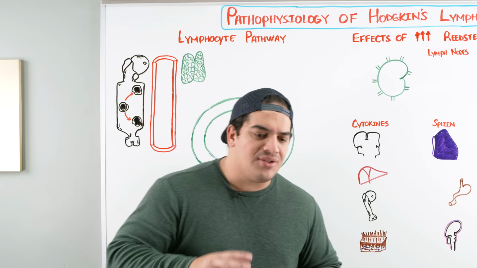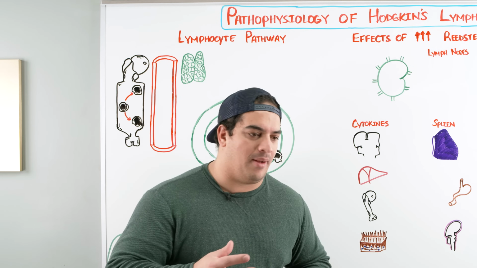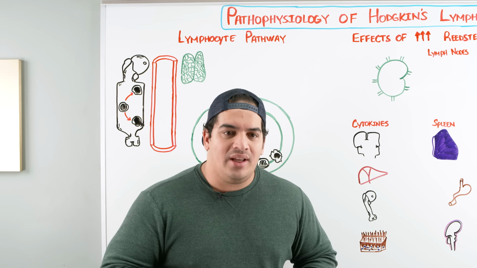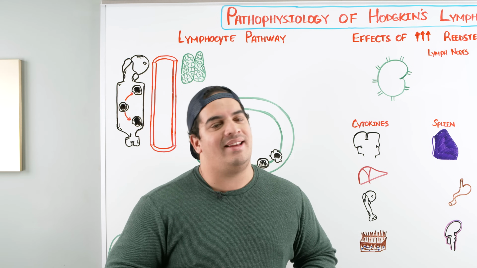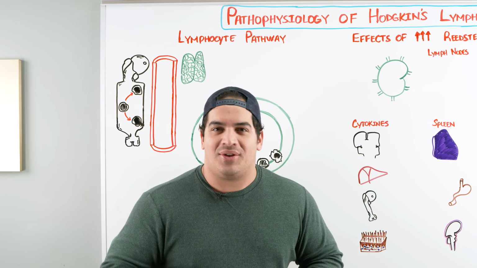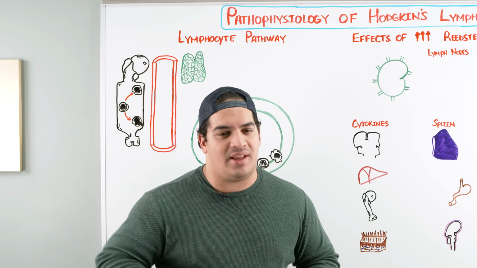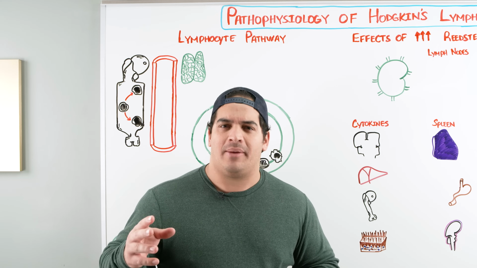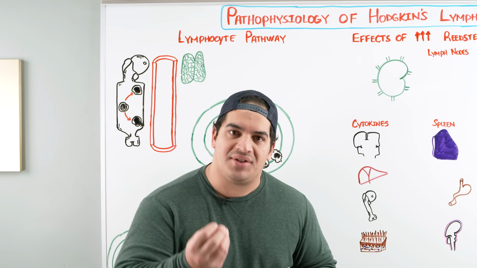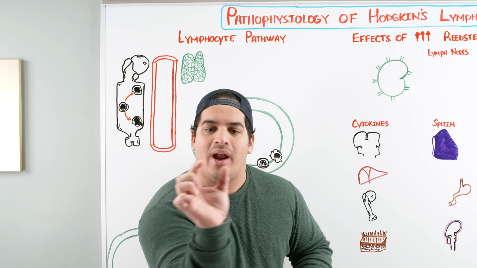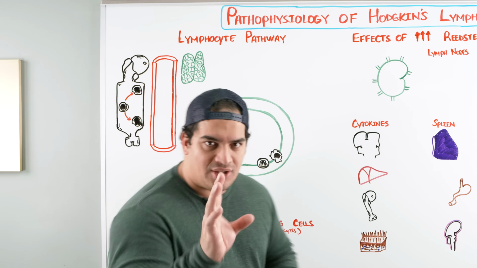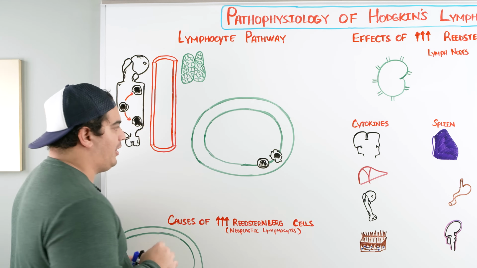But starting off with Hodgkin's lymphoma. Hodgkin's lymphoma is a very interesting disease, and really it comes down to a very in-depth lymphocyte pathway alteration. So there's an alteration or an abnormality that develops within the lymphocyte pathway. Now, I don't want us to go crazy into this pathway. I want us to have a basic understanding of the pathway and understand where along the pathway there's disruption or alteration. So let's quickly go over the lymphocyte pathway.